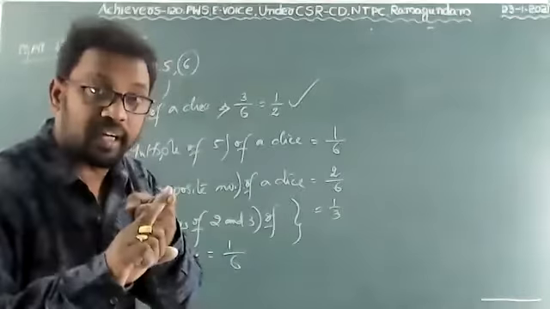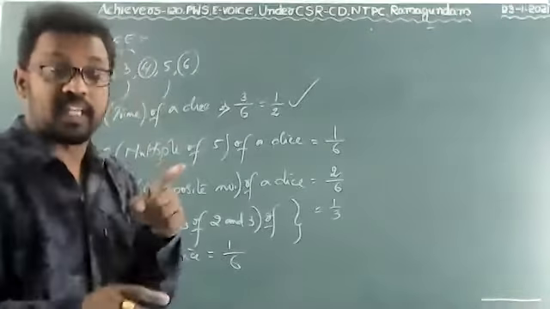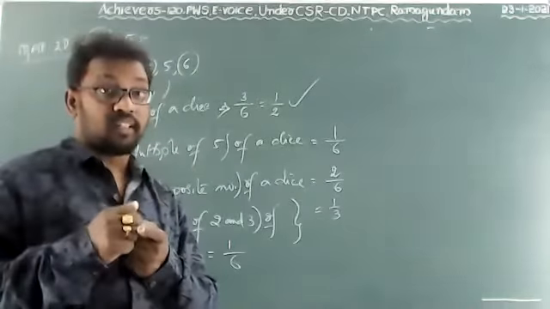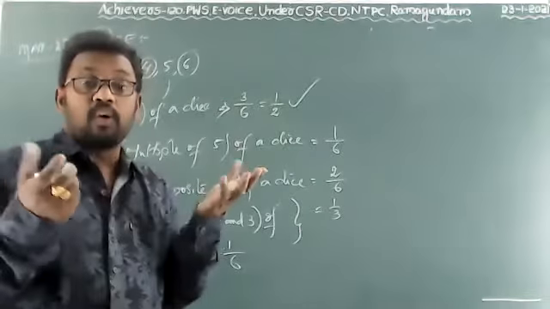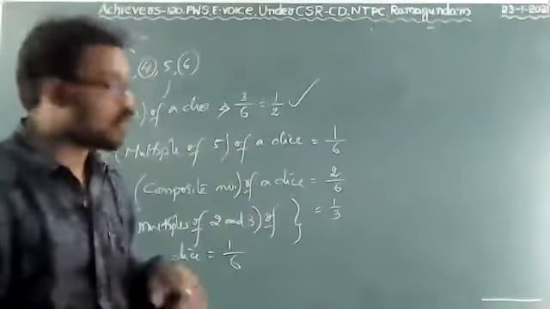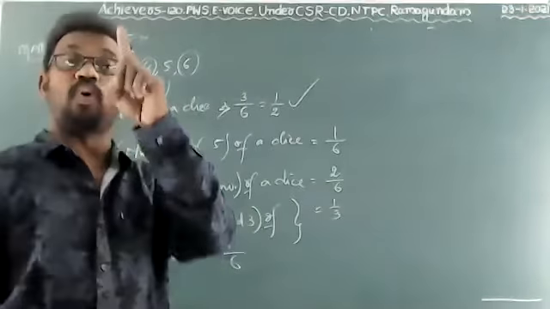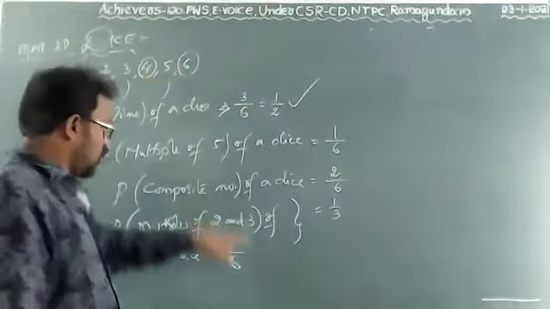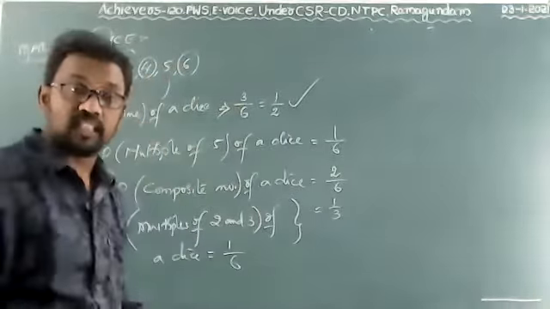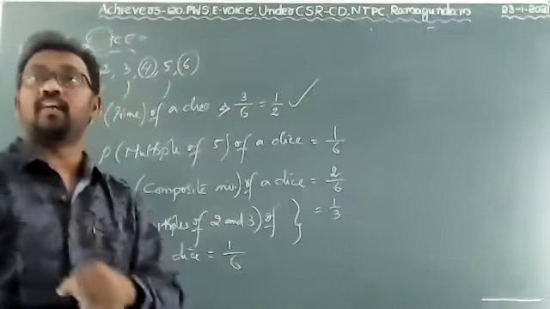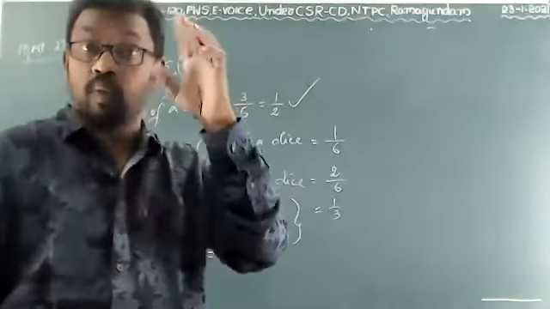Multiples of 2 and 3. 2 ones are 2, okay, fine, 2 is there. But in the 3 table it is not there. What you have to do is take the LCM of 2 and 3, so that is 6. Only 1 chance is there. So 1 by 6 you will get.